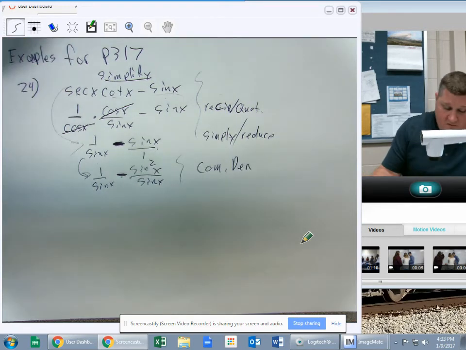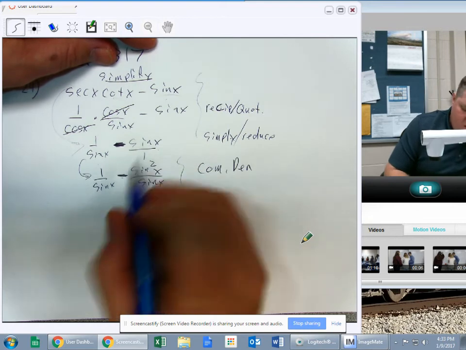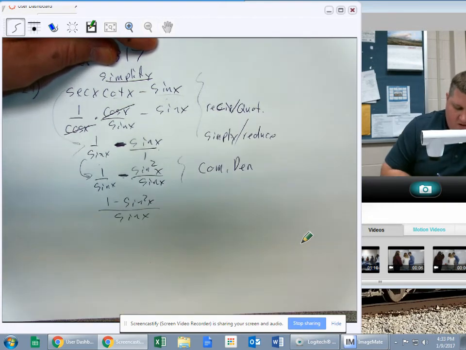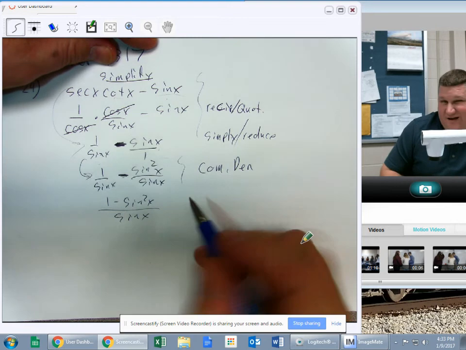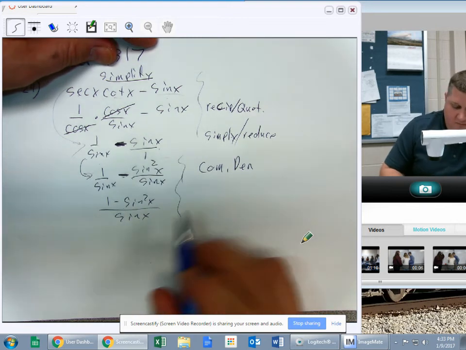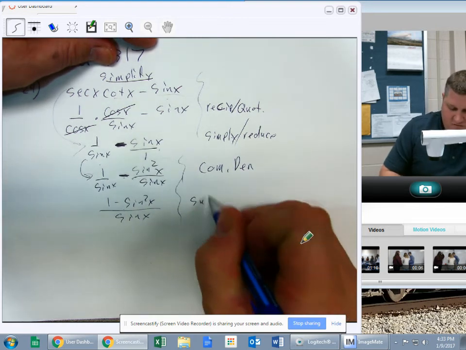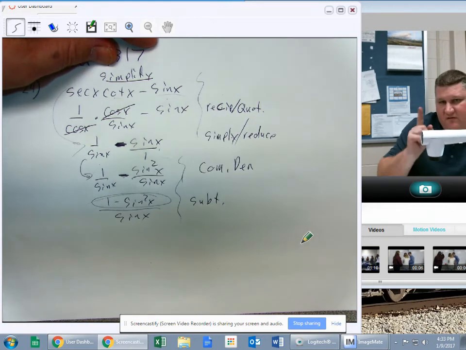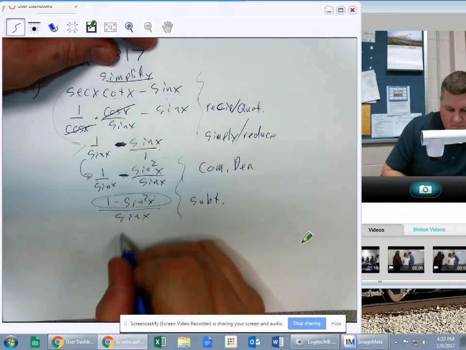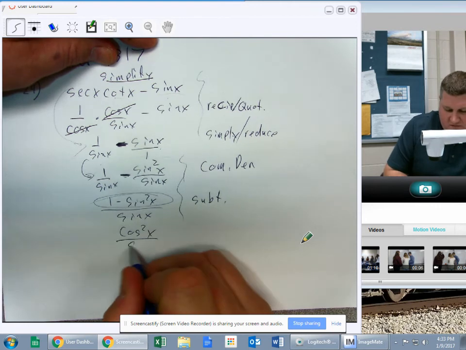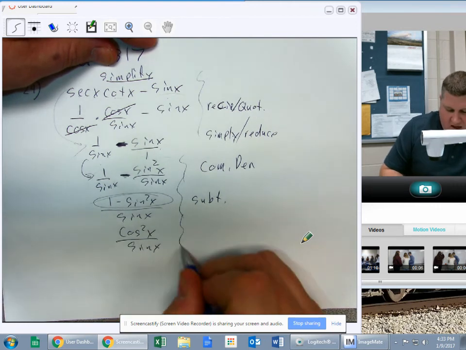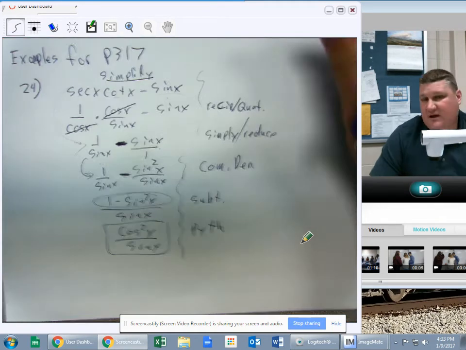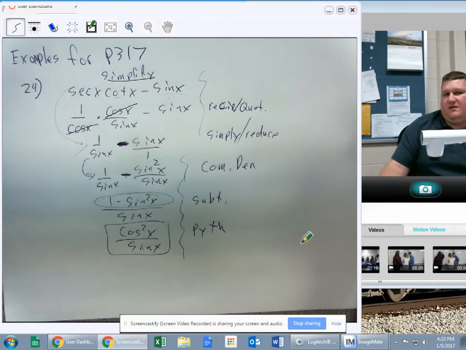Okay, fine. So let's go ahead and say, well, 1 minus sine squared x all over sine x. Well, at least it's now one fraction. I guess it's a little more simple, but this is by subtraction. But why can't I just do this? Wait a minute, 1 minus sine squared, that's one of our fancy ones that we're supposed to remember. Cosine squared x over sine x, and that is by Pythagorean theorem. Now, at this point, I'm like, you know what? I'm done. That's as far as I'm going.